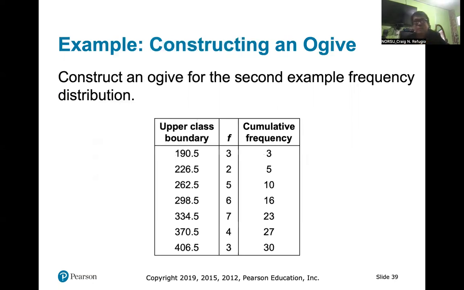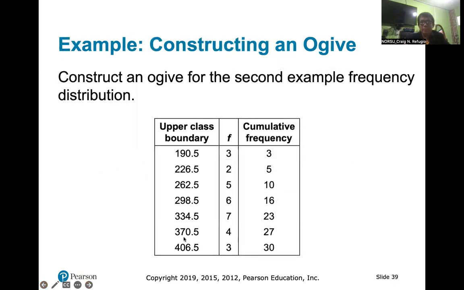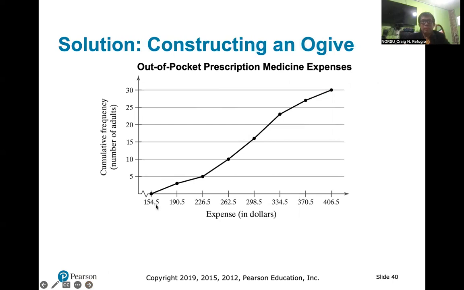So we have here the upper class boundary, the frequency, and then the cumulative frequency. So we have now 154.5, 190.5, up to 406.5. If we go back to the data, we have 406.5, then 190.5. But we have to go lower. So 190.5 minus 36 will give you 154.5, and up to 406.5. So all of these are upper class boundaries as set in the guideline.